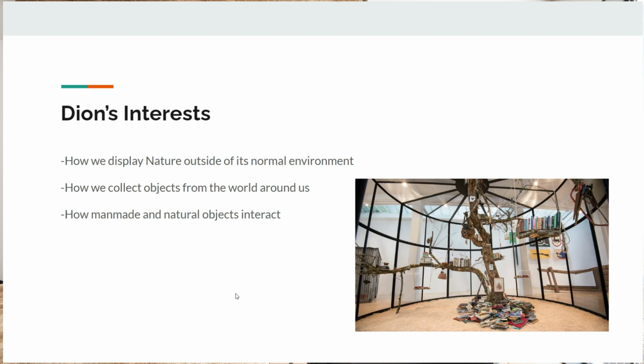It is a large bird cage that actually had live birds flying around in it. If you look at the bottom and on the branches, there are books all over the place. These books are all related to birds or bird watching in some way. It's interesting how the books themselves are a way of collecting the birds.